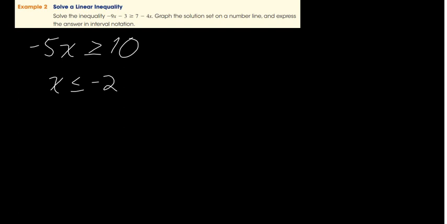On a number line, let's make it yellow. If you have a number line here, let's put a 0 here, and -2 here. Infinity going this way, and negative infinity going this way.